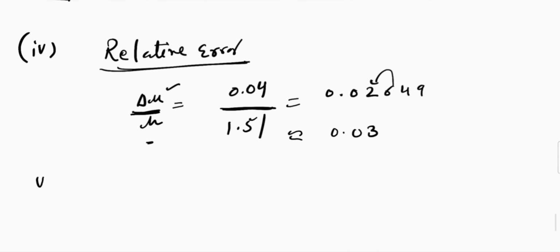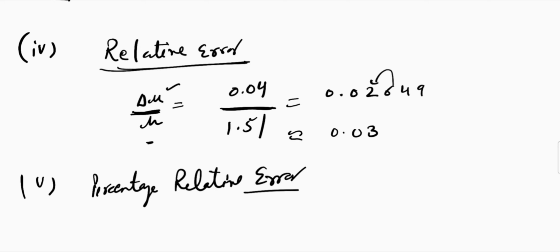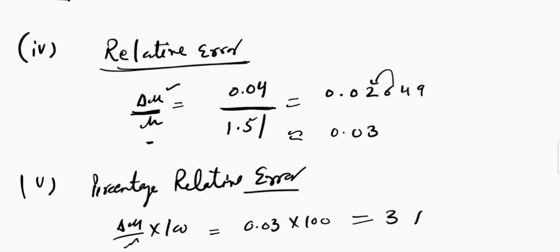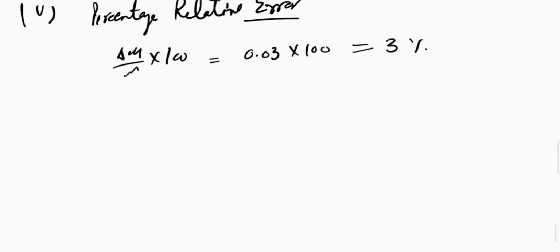Next we have the percentage relative error. So percentage relative error is equal to delta mu upon mu into 100, which is equal to 0.03 multiplied by 100. So this is equal to 3%. Now we have the last one. We have to express our result in terms of absolute error and in terms of percentage error.